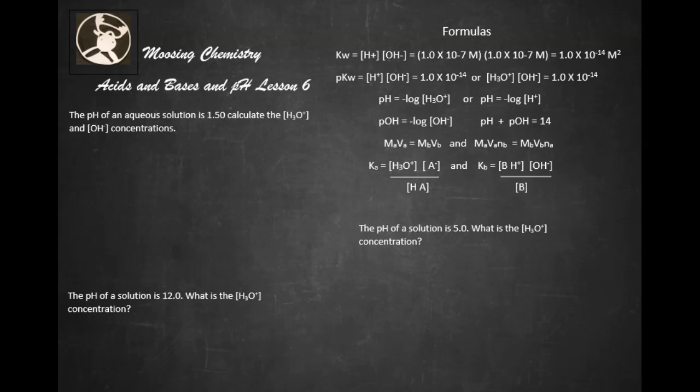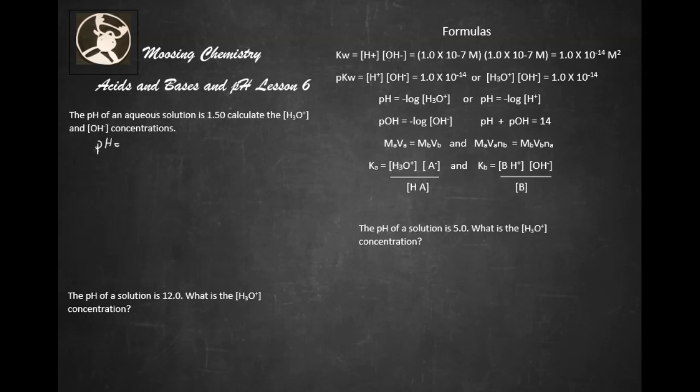The first problem is a little tricky. It says the pH of an aqueous solution is 1.5. Calculate the OH ions and the H3O hydrogen ions concentrations. Well, what we're going to have to do is use a different kind of formula here.